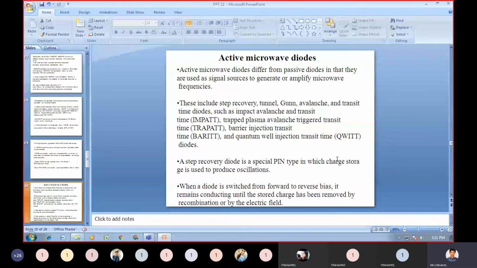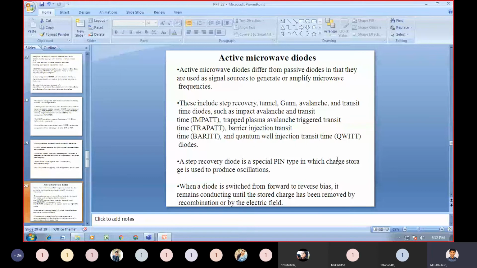Coming to active microwave diodes. Active microwave diodes differ from passive diodes in that they are used as signal sources to generate or amplify microwave frequencies. This includes step recovery, tunnel, Gunn, avalanche, and transit time diodes such as IMPATT, TRAPATT, BARITT, and QWITT diodes. So all this is going to include step recovery.